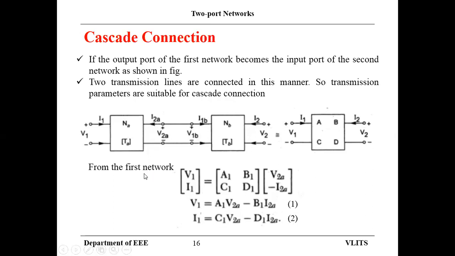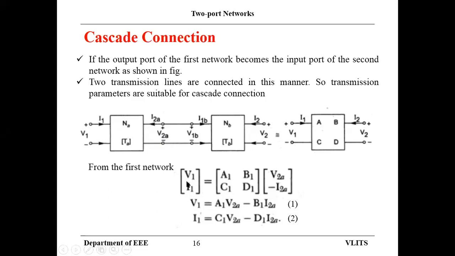As we have already discussed for the Z parameters, for the ABCD parameters we have to write the input voltage and input current equations in terms of the output voltage and the output current. Suppose you take the first network: the input voltage and current are V1 and I1, and the output voltage and current are V2A and I2A. So we write the voltage equation V1 and the current equation I1 in terms of the output voltage V2A and the output current I2A. That's how we have written here.